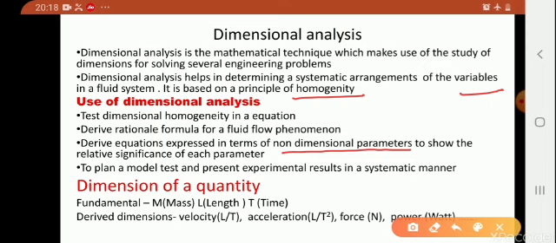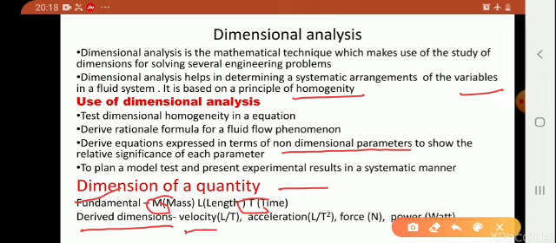Dimension of a quantity: there are two types of dimensions, fundamental dimensions and derived dimensions. Fundamental dimensions you have been learning since your primary education. They are mass, length, and time. Here mass is represented by M, length by L, and time by T. Derived dimensions use these fundamental dimensions to get their own dimension.